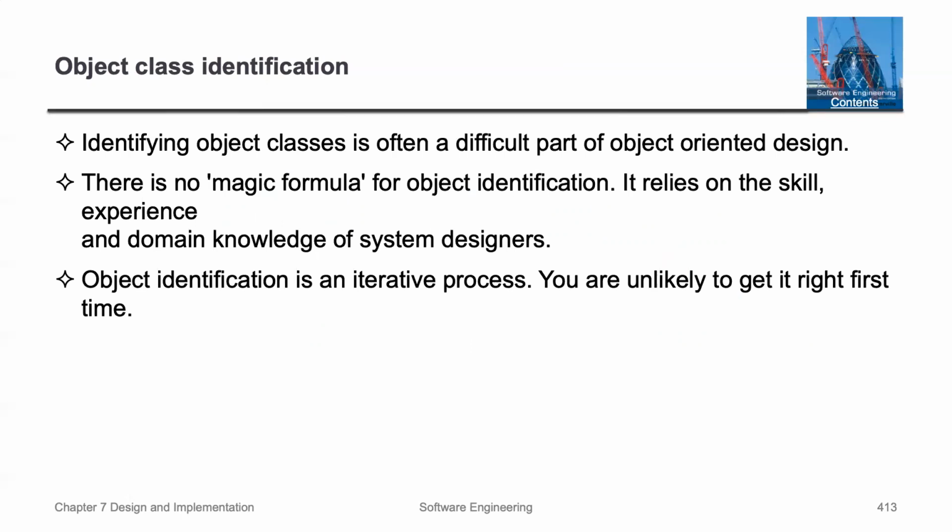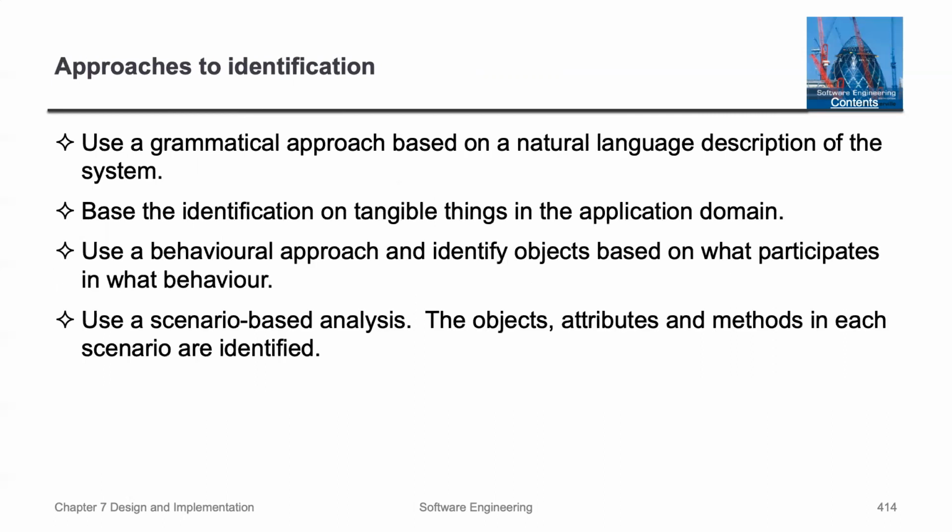So what about object class identification? Identifying object classes is often a difficult part of object-oriented design. There's no, quote, magic formula for object identification. It relies on the skills, experience, and domain knowledge of system designers. Object identification is an iterative process. You are unlikely to get it right the first time. So that's something to keep in mind. It's okay to have an iterative process.